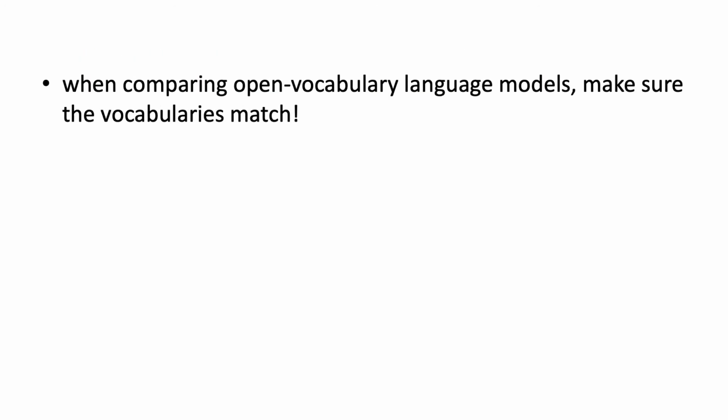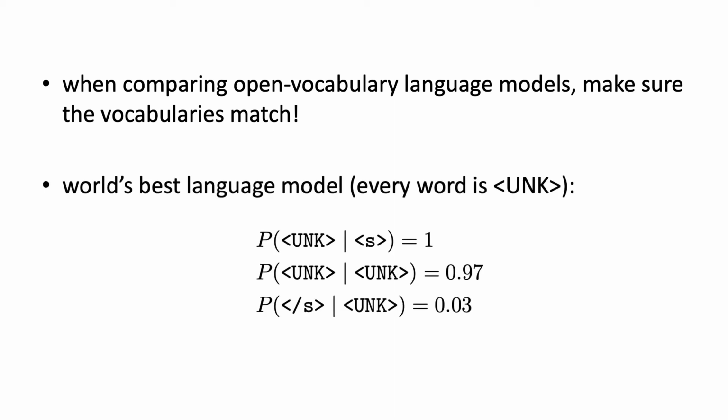There's a potential issue then when comparing two open vocabulary language models. If they have different vocabularies, then their unknown word symbols correspond to different sets of words. This leads to a bias in favor of the model with the smaller vocabulary. Consider the extreme case, where the vocabulary is just unk and the end of sentence symbol. We can define a bigram model like this that will achieve extremely low perplexities, but it's a useless model in practice.